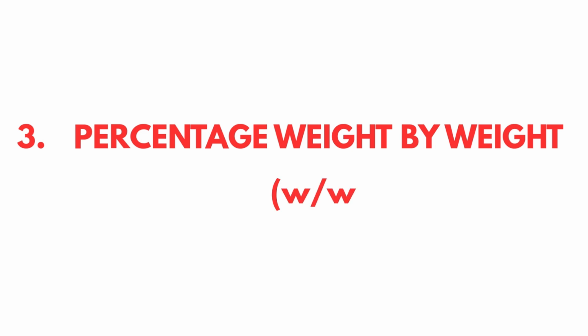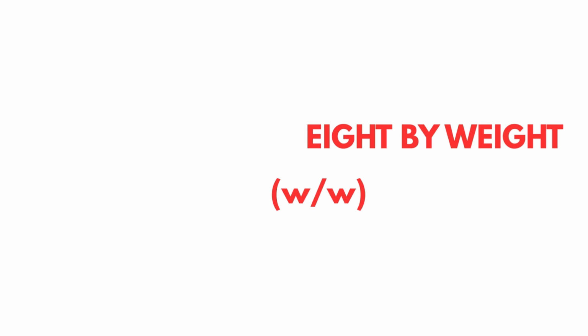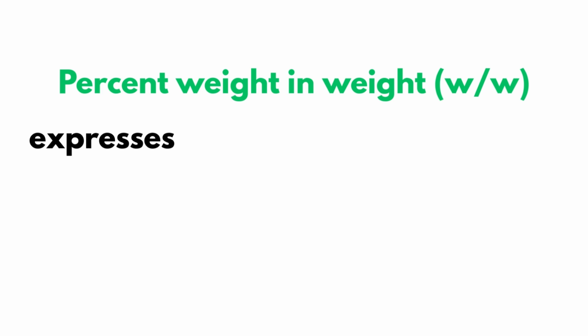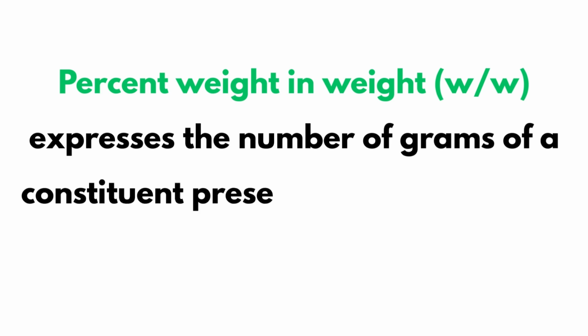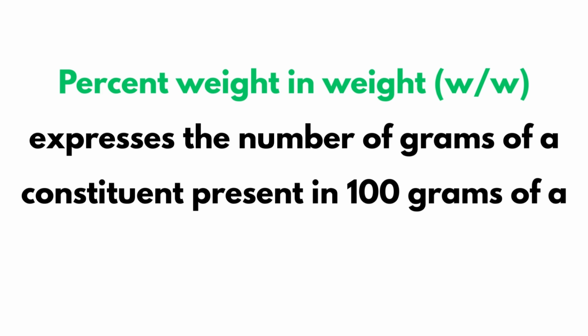Now coming to type 3, that is percentage weight by weight. In type 1 you have seen weight by volume. In type 2 you have seen volume by volume. Now percentage weight by weight. Weight by weight means percentage weight in weight expresses the number of grams of constituent present in 100 gram of preparation. So weight is expressed in gram. How many gram of solute or anything is present in 100 gram of preparation. So that is weight by weight.